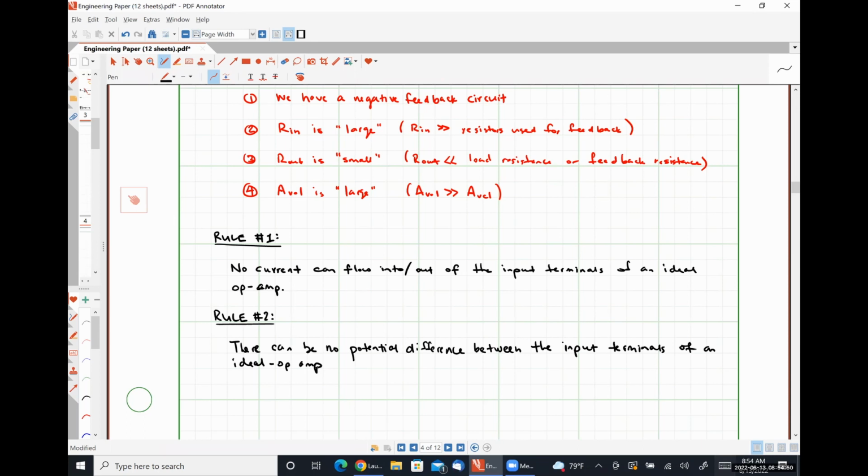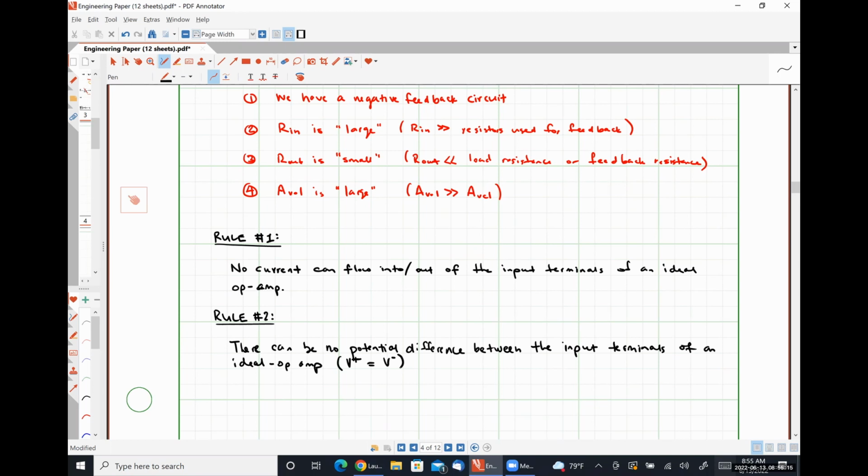This is simply our voltage constraint equation. So I'm just going to put in parentheses here, V plus, the voltage present at the non-inverting input terminal, must be equal to the voltage present at the inverting input terminal. So these are our rules for how an ideal op amp behaves.